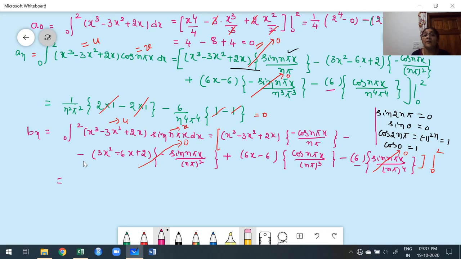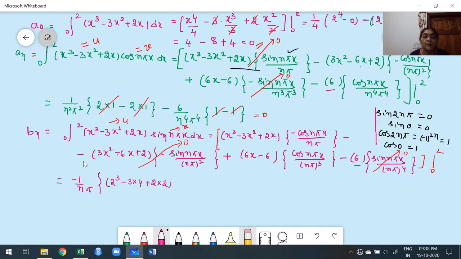Now while applying the limit, keep the constant minus 1 by n pi outside, it is a constant. Okay. Apply the upper limit. What is my upper limit? It is 2. 2 cube. What is 2 cube? Then if you want to apply 2 cube, okay fine. Minus 3 into 4, suppose you are confused, plus 2 into 2. Now observe carefully, 2 cube, what is 2 cube?